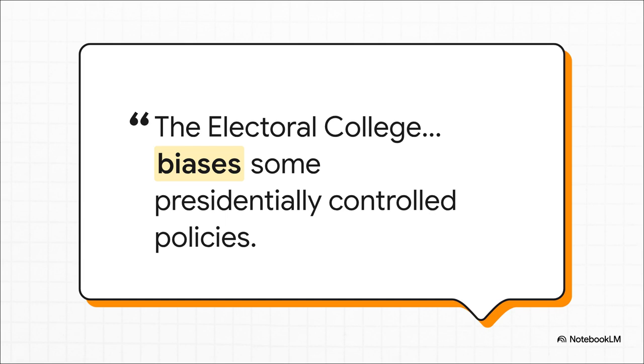Researcher David Stromberg really hits the nail on the head here. He says the Electoral College pushes candidate attention toward a small set of states, lowers participation in neglected states, and biases some presidentially controlled policies. The geographical quirks of our electoral map literally skew the priorities of the federal government. By pushing all the attention to a small set of states, the system naturally bends toward the economic and social interests of those pivotal locations, often completely at the expense of the broader national majority.